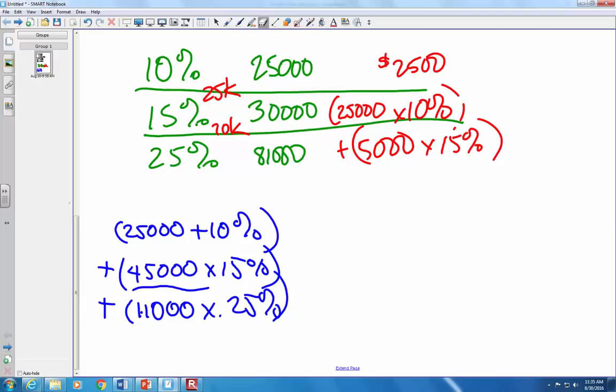Then we changed brackets again at 70 and I made 81. My taxable income was 81. So the last 11, that is illustrating marginal tax brackets.